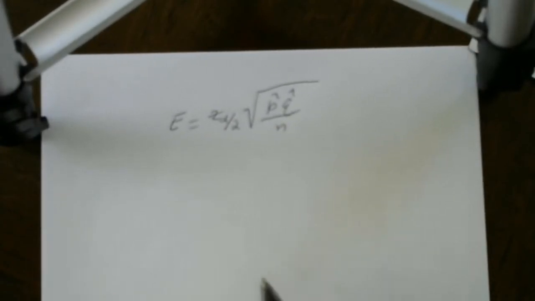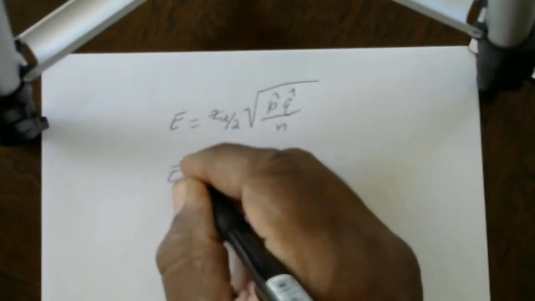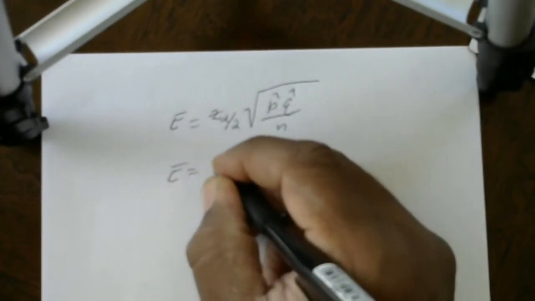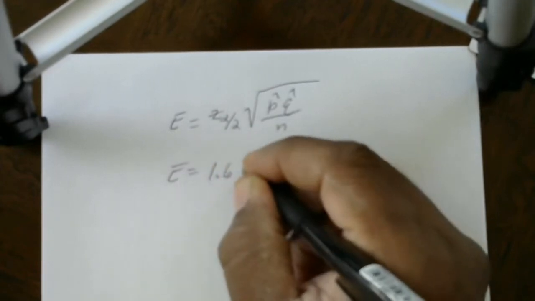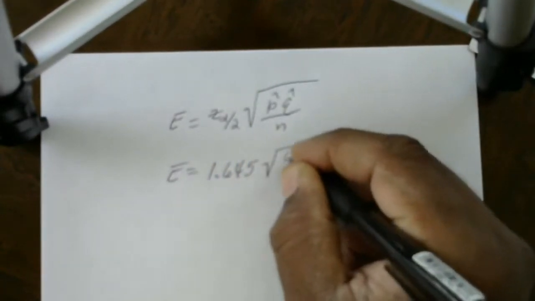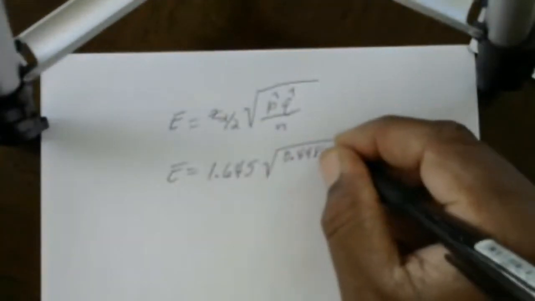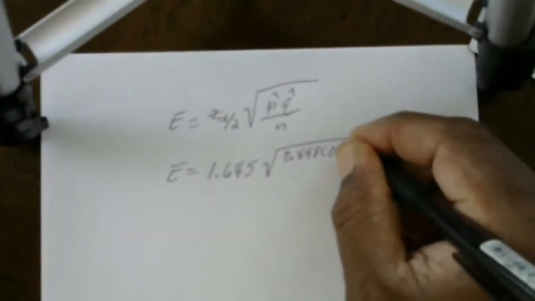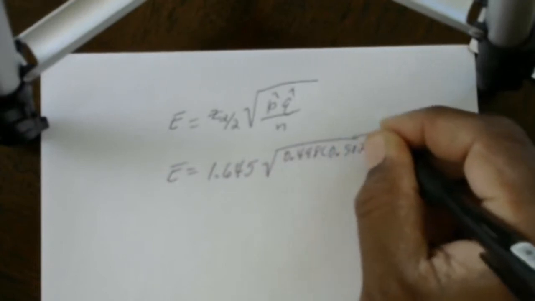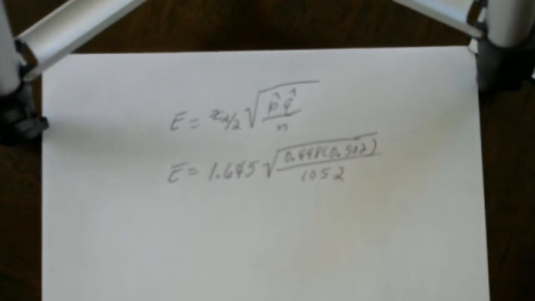So we'll calculate the margin of error. So the Z alpha over 2 score value was 1.645 times the square root of 0.498 times 0.502 divided by 1052.